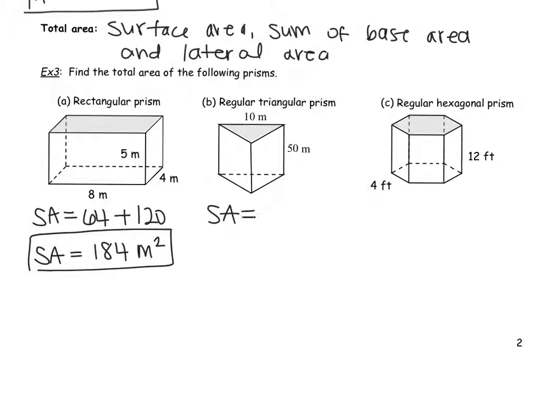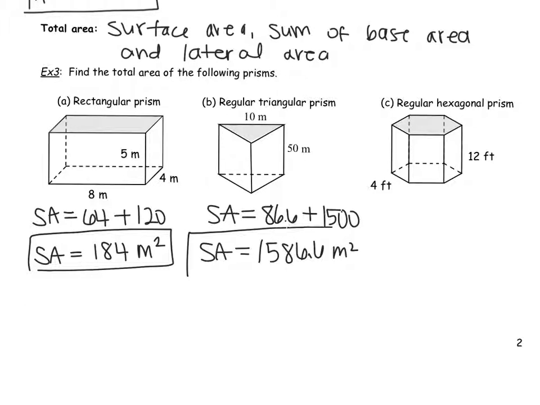For our triangular prism, its base area was about 86.6 meters squared, plus its lateral area, which was 1,500 meters squared. So that gives us a total surface area of 1,586.6 meters squared. So this is one of the reasons why we found that approximate area, because in order to find the total area, we were going to need to have that decimal.